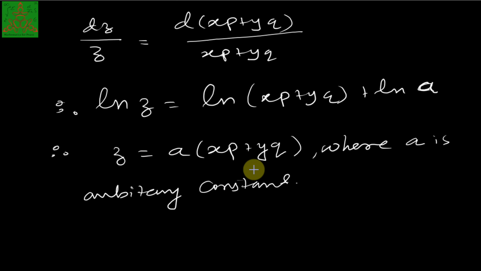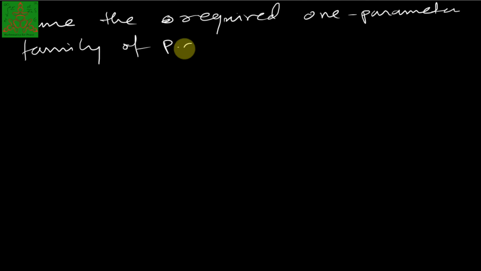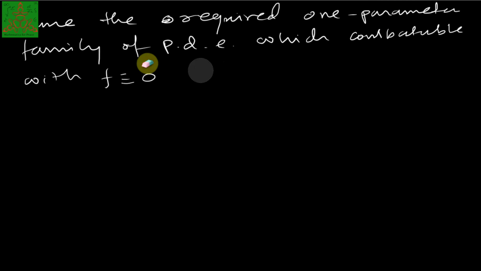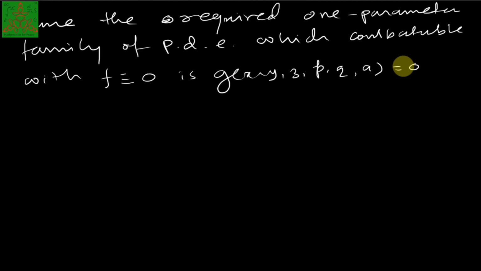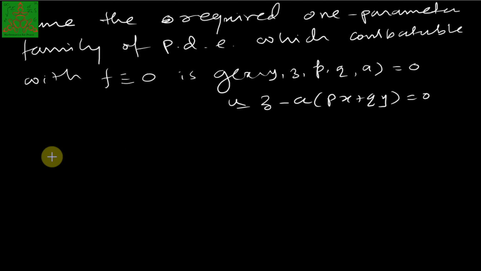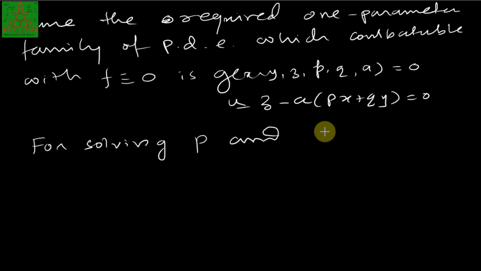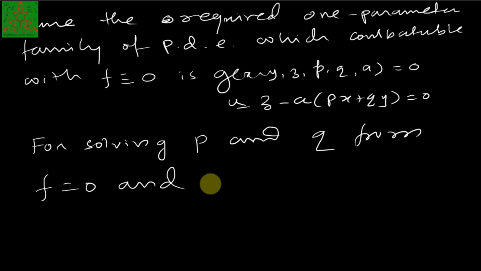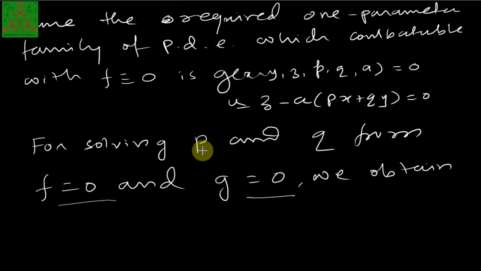The required one parameter family of PDE is compatible with f equal to 0 and g equal to 0. Hence, the required one parameter family is compatible with f equal to 0, where f of x, y, z, p, q is z minus a times (xp plus yq) equal to 0, that we got from the previous calculation. We need to solve f equal to 0 and g equal to 0 for p and q.